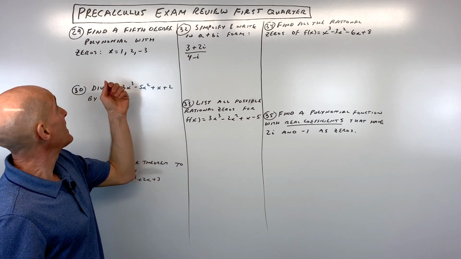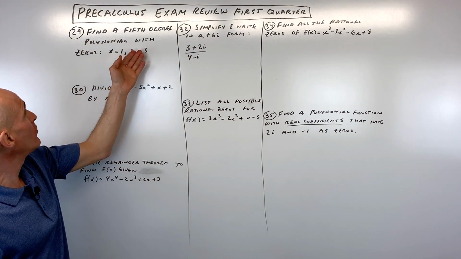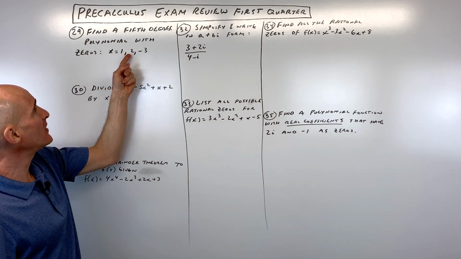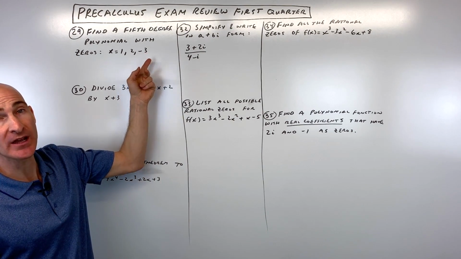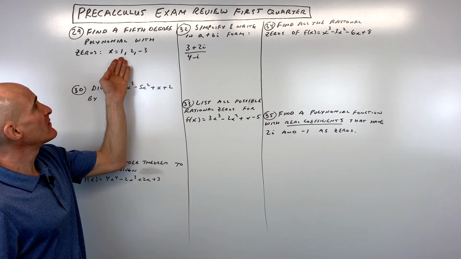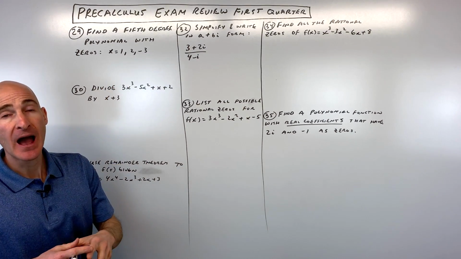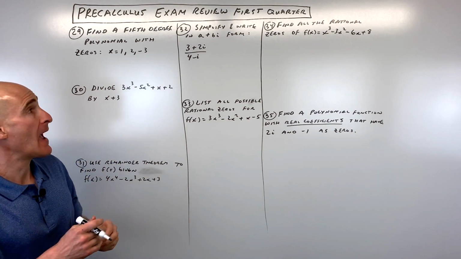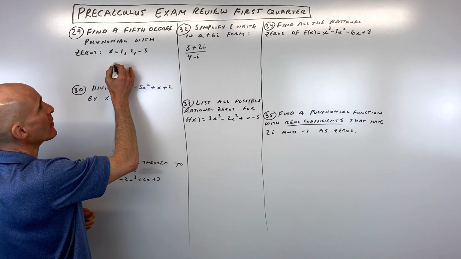Okay, number 29, it says find a fifth degree polynomial with zeros at x equals 1, 2, and negative 3. So the important thing that they're testing us on here is they give us the zeros, but how do we find the polynomial? Well, x minus the zeros are the factors.